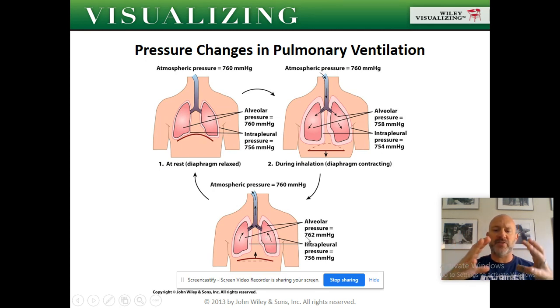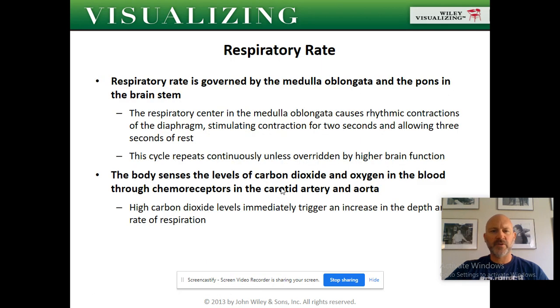When we decrease the amount of space in the chest cavity, the pressure goes up to 762 millimeters of mercury, and that forces air out because that's greater than 760, which is atmospheric pressure.